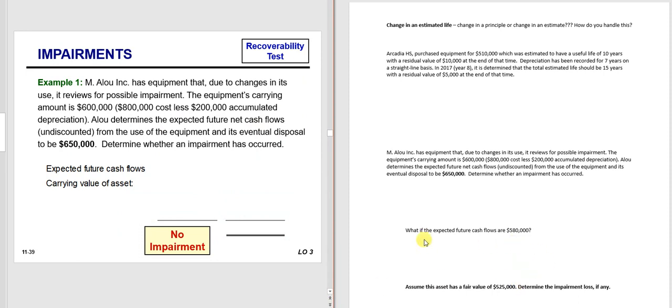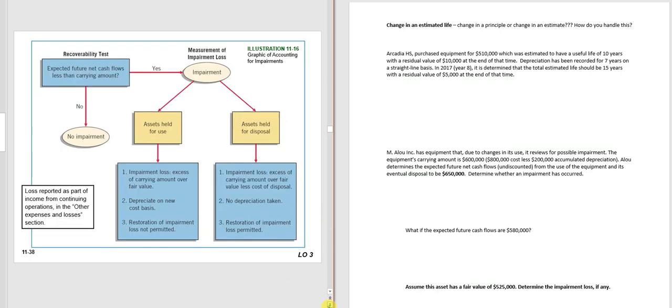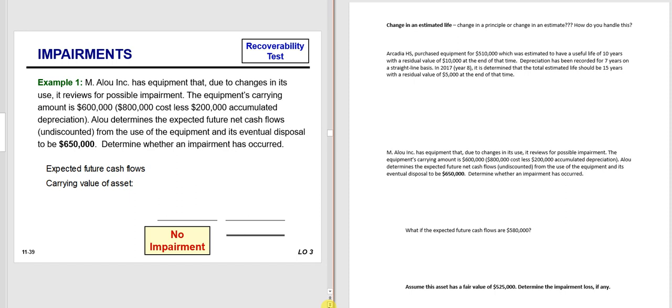So in this one, we have 650 first. The carrying value is 600,000. Oh, I'm sorry, it's right there. Okay, so my equipment's carrying value is 600,000. Carrying value and book value are the same thing. It's 800,000 minus accumulated depreciation, and the expected future net cash flows it's going to bring in are 650,000.